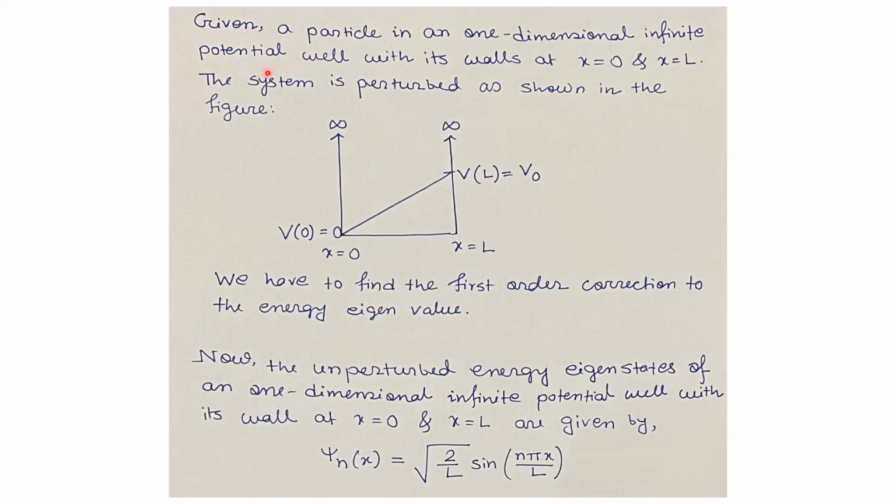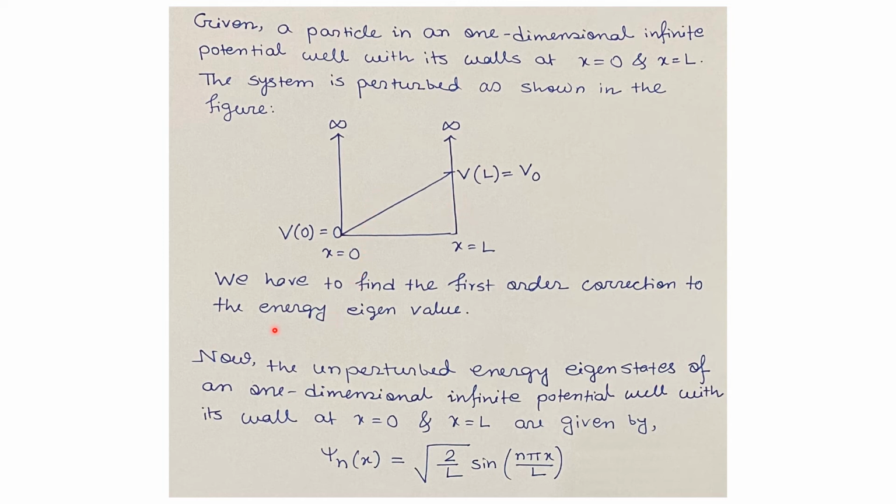We are given a particle in a one-dimensional infinite potential well with its walls at x equals 0 and x equals L. In addition to that, we have a perturbed potential that is varying from x equals 0 to x equals L in that system. We are asked to find the first order correction to the energy eigenvalue of this particle in that infinite potential well in presence of the perturbed potential.